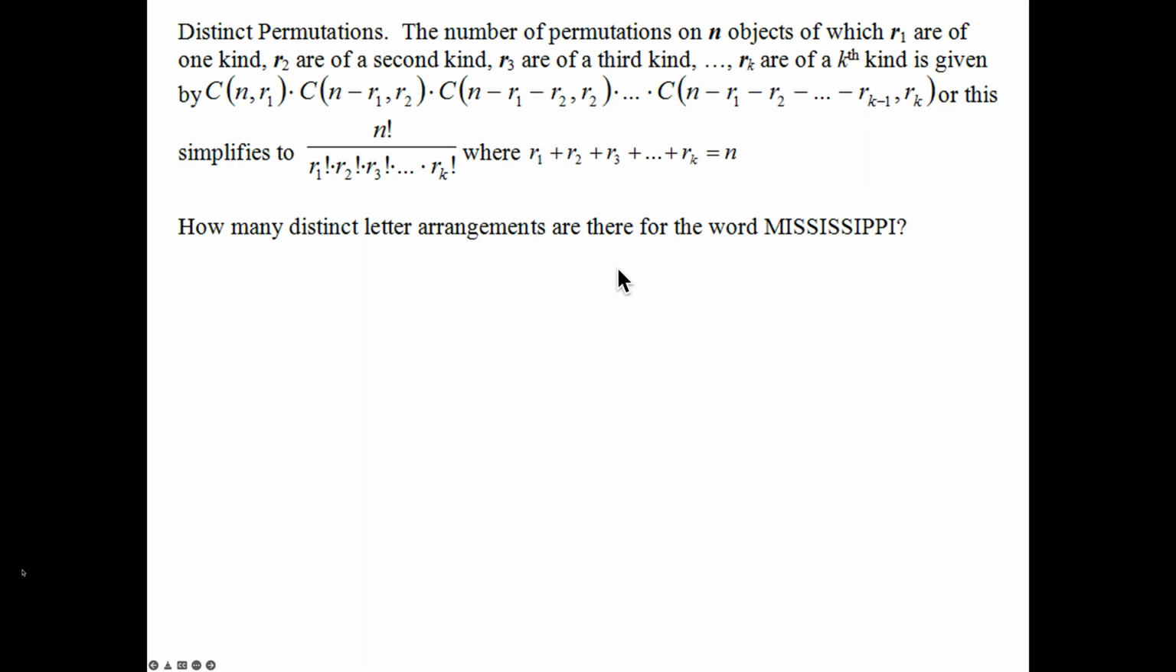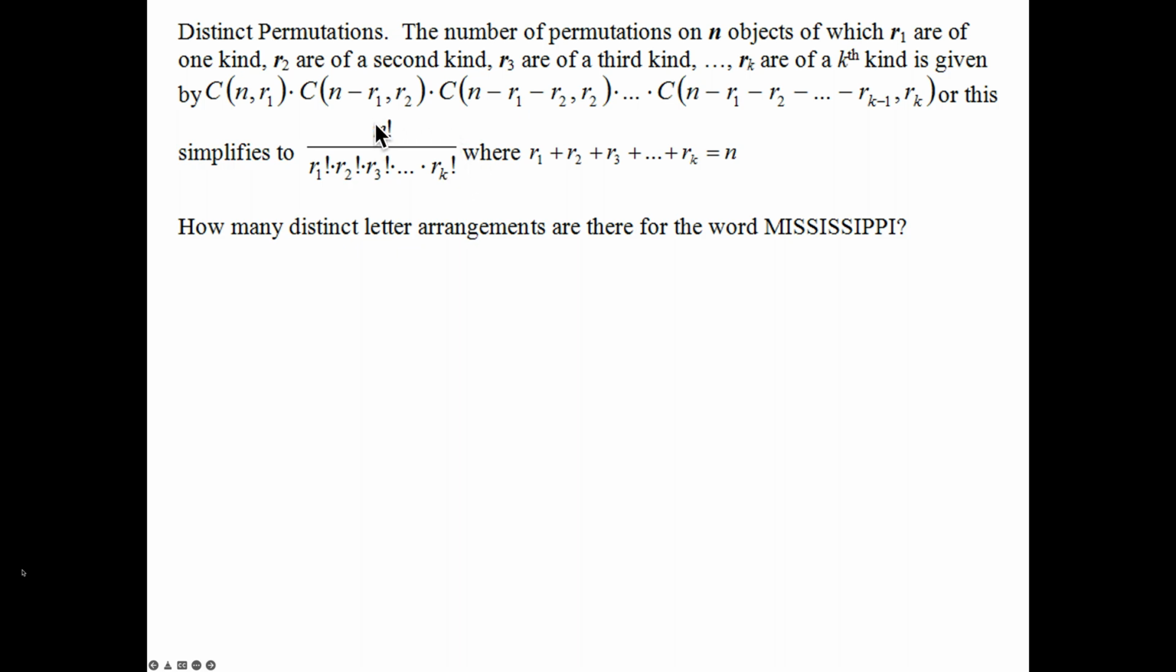All right, next we're going to talk about distinct permutations. This is a very, very difficult definition. I'm not even going to go there. It's a bunch of combinations together being multiplied. And it all simplifies down to this formula. So this is the formula I'm going to talk about and reference quite a bit.